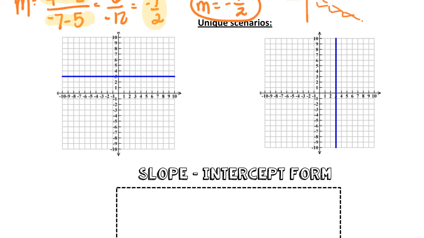These two unique scenarios down beneath here, we have a completely horizontal line and a completely vertical line. So this is a horizontal line. Horizontal lines are horizontal like the horizon. The horizon is where the sun sets. Vertical lines are lines that go completely up and down.